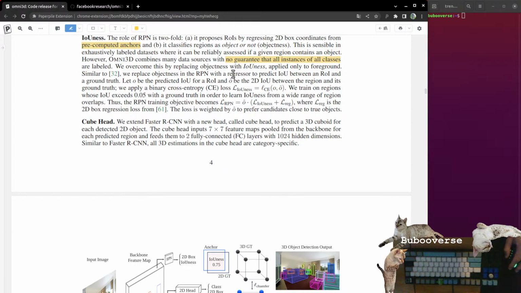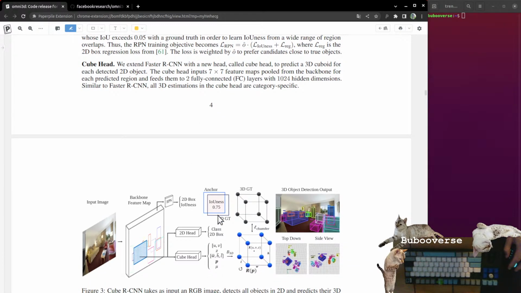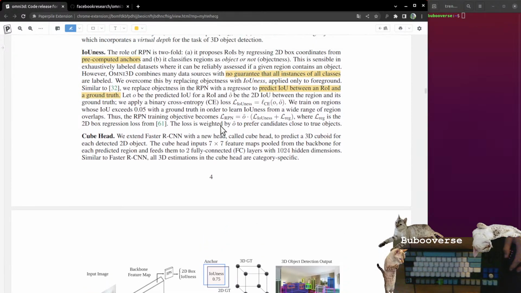Which tries to predict the IOU between a region of interest and its ground truth. Okay, so right, they have obviously the ground truth bounding box, and then they know what the overlap of that anchor is to the ground truth, and then they're ultimately trying to predict that. So they're doing regression with that as the label. Okay, so they're using a binary cross entropy loss here.